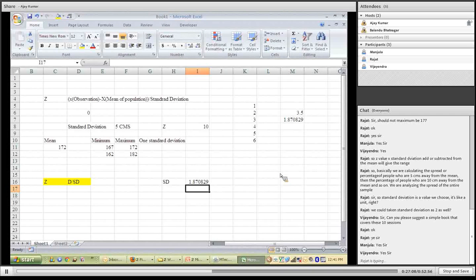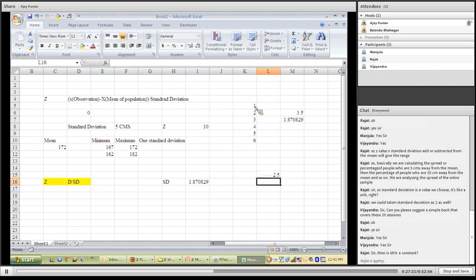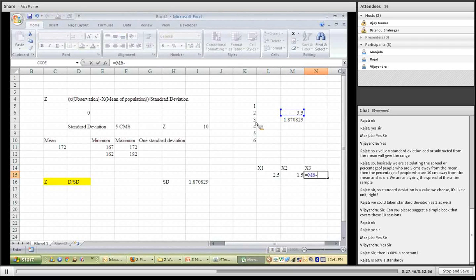Now this 1.87 is actually, our mean is 3.5, so I would say 3.5 minus 1. All right, so let's call it 2.5, let's call it x1. Similarly we can have x2, that would be 3.5 minus the second observation. Then let's take x3, which is 3.5 minus this thing. So we will keep on having these entries. In all we will have 6 entries because we have 6 observations, right?